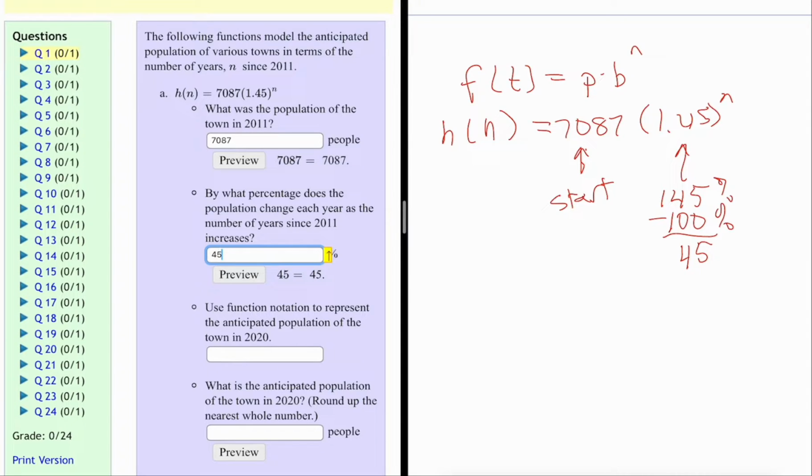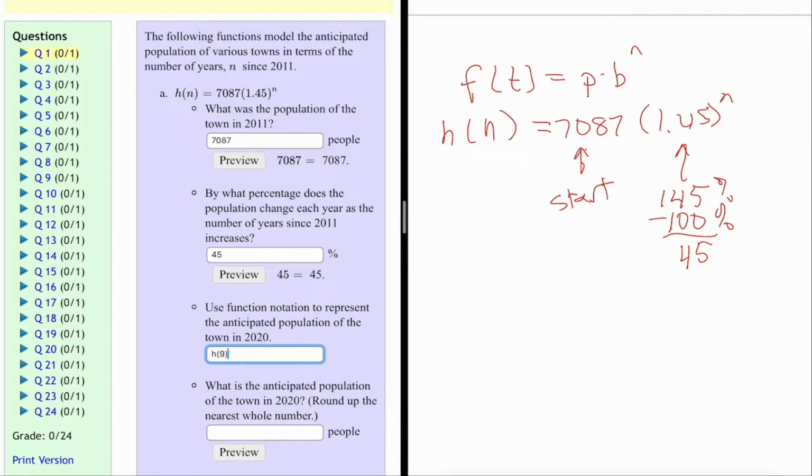And then it says use function notation to represent the anticipated population of the town in 2020. So that is just how many years since 2011. That would be 9 years later. So that would just be our function h if I inputted 9. So that would be the function notation.